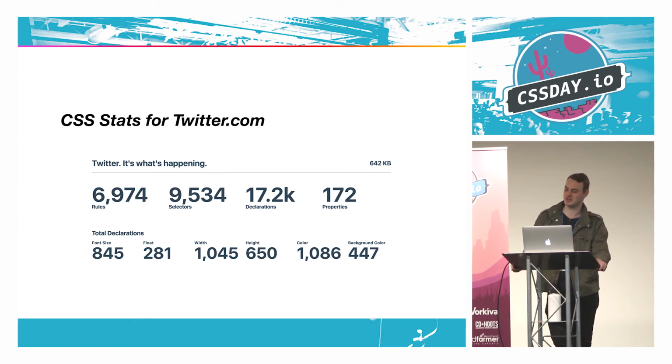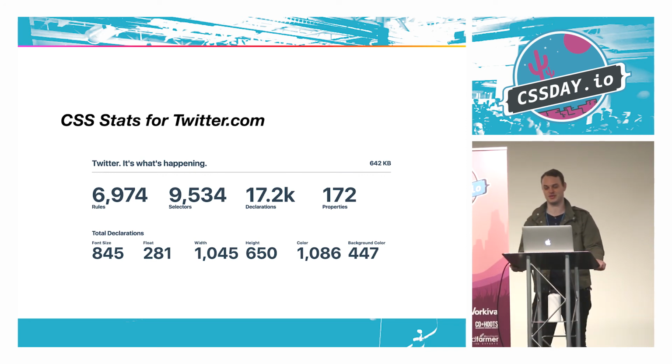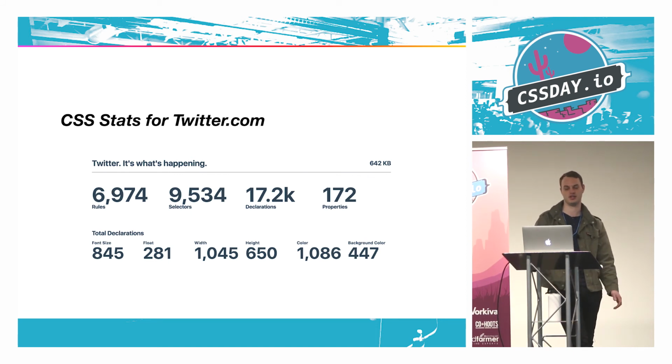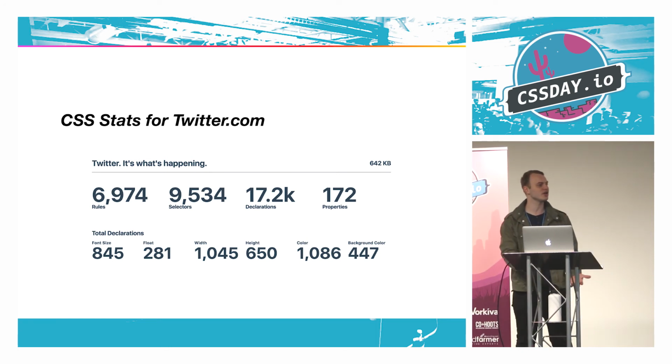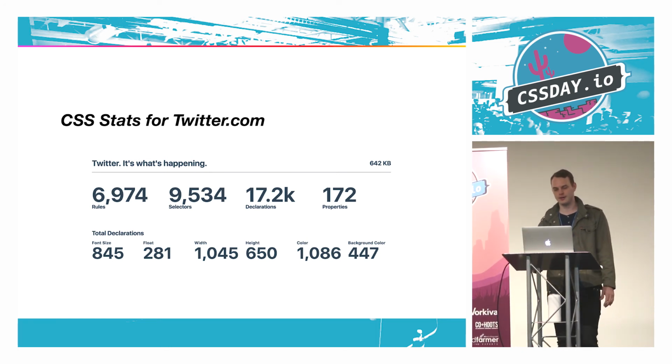So a few things that we notice here is that it's 642 kilobytes, which is pretty massive for CSS. Other observations is that there are 172 unique CSS properties, but there's 17,000 however many declarations, which means that there is a lot of property duplication. So you can start to see this, that the float property, which has 5 potential values, is declared 281 times. So that means they're declaring float over and over and over again within their CSS.